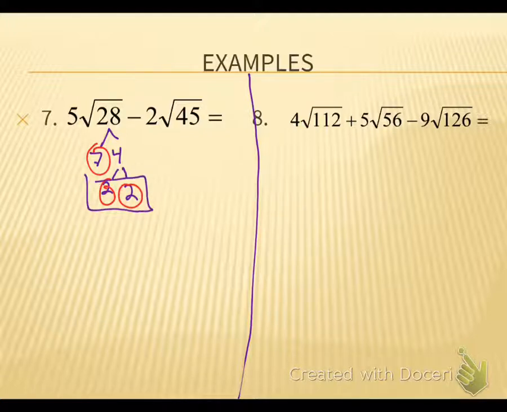We box in our 2s. The 2 comes out front and multiplies with the 5. The 7 doesn't have a buddy, and it stays locked up. Okay, so that gives me 10 square root of 7. Over here we have 45.